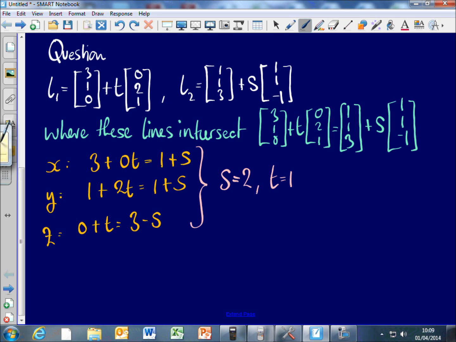So trying s equals 2 and t equals 1 in the first equation, I get 3 plus 0 equals 1 plus 2, which is 3. That's fine. In the second equation, I get 1 plus 2 is 3, and then 1 plus 2 is 3, so that's satisfied. And in the final equation, I get 0 plus 1 is equal to 3 minus 2, and that's fine. So the s and t values that are found satisfy all of the equations. So now all I need to do is substitute the values of s or t back into the original line equations, and they will give me a position vector where the lines intersect.